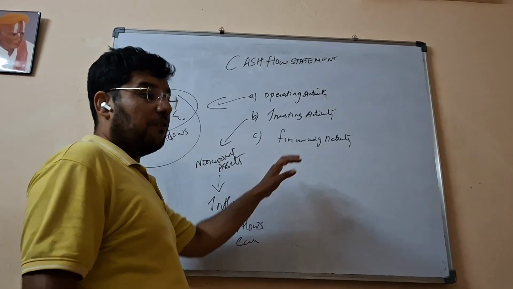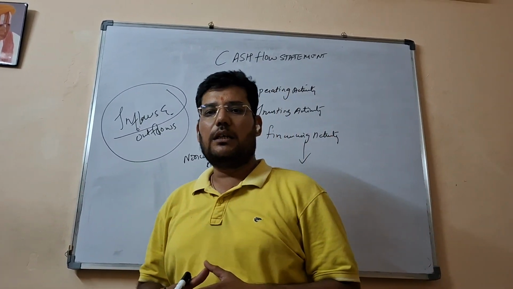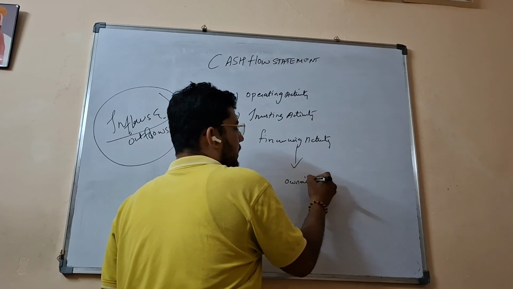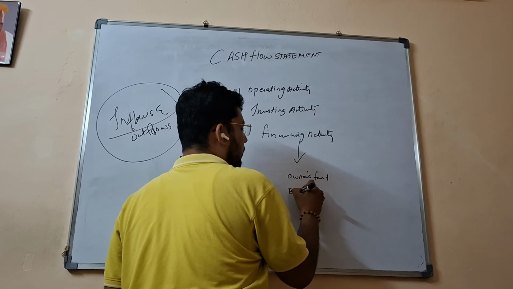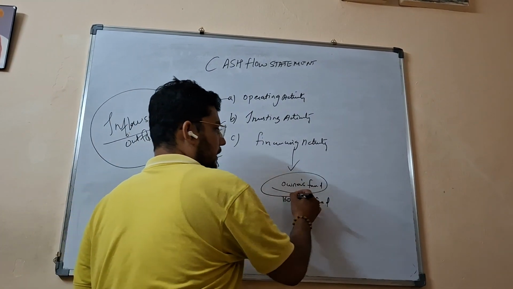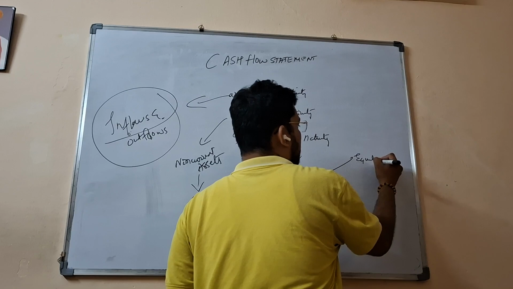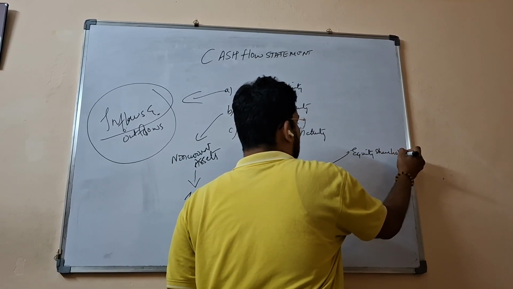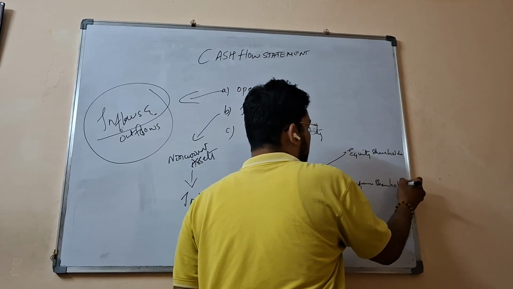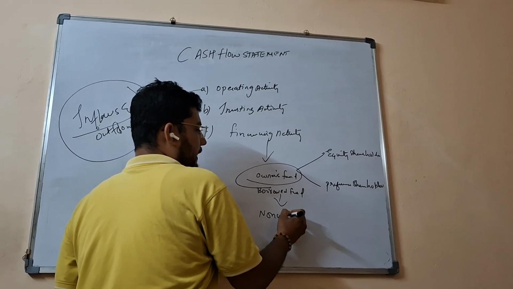Now, coming to financing activity. What are my sources of finance? If you talk about non-financial companies, there are two sources of finance which we have. That is owner's fund and borrowed fund. Specifically when I talk about owner's fund, in case of companies, owners are my equity shareholders, preference shareholders, and then when I talk about borrowed fund, it is my non-current liabilities I'm talking about.